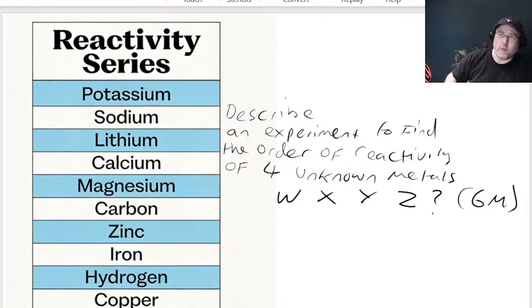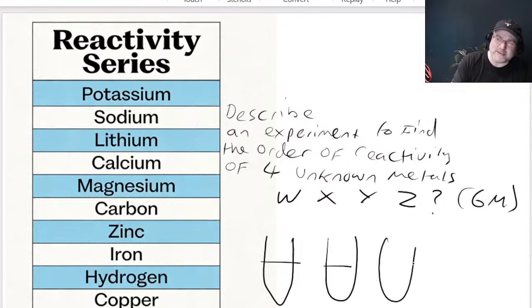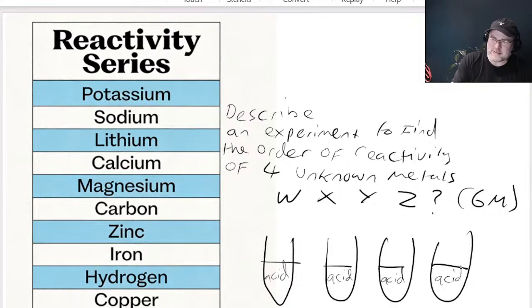Okay, listen, what you would do here, this one comes up occasionally. Normally they give you some equipment as well. You're going to get acid. Use the same volume of acid. So put acid in here. Remember, metals react with acid. They release hydrogen gas. So you're going to get acid, acid, acid. If you're not changing the concentration, you want to keep it the same.